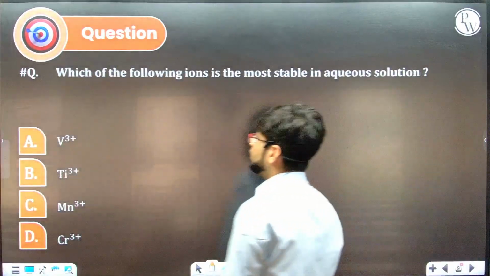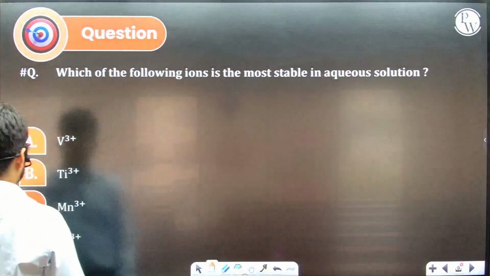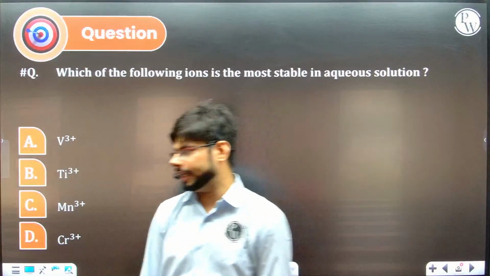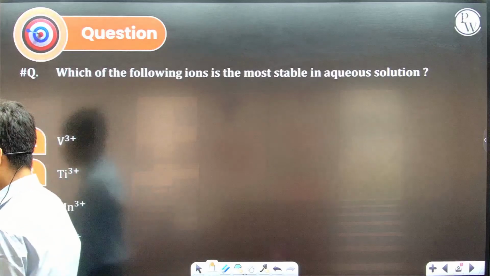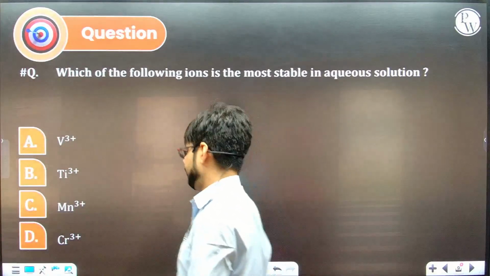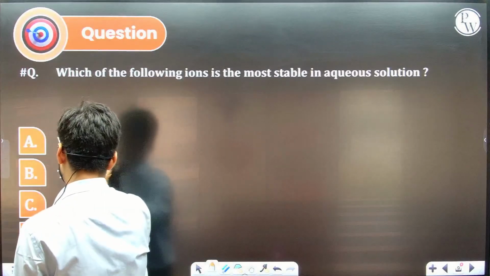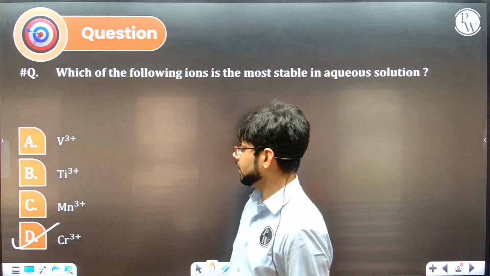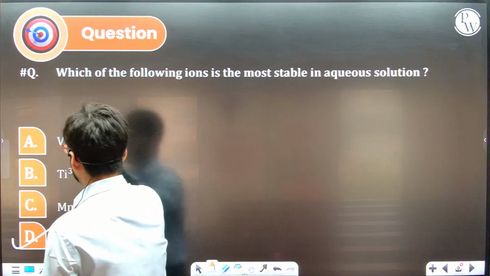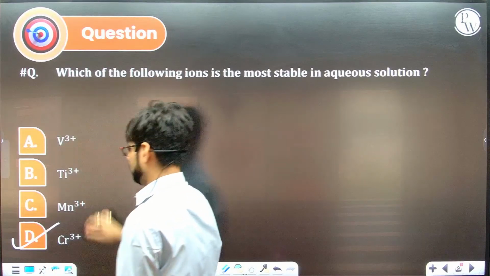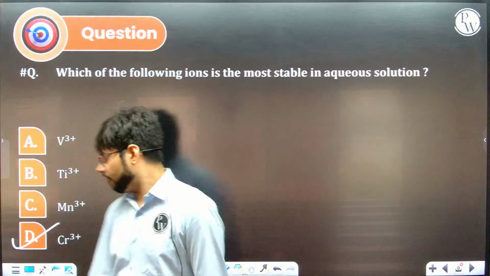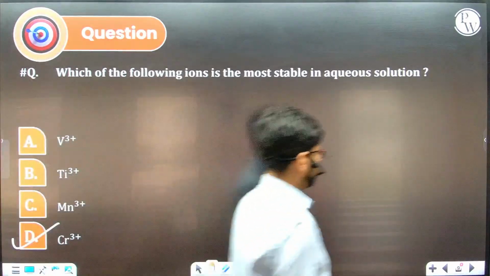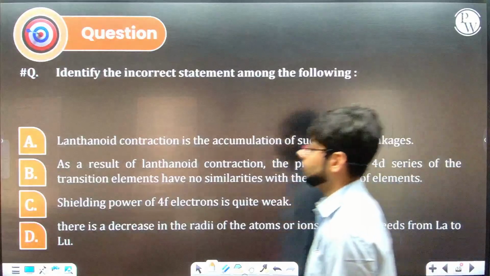Next question. Which of the following ions is the most stable in aqueous solution? It is a concept based on stability. Now, if we check these ions, we have V3+, Ti3+, Mn3+, and Cr3+. Cr3+ is the most stable out of all these, because +3 is the oxidation state for every ion here, and the stability of +3 is highest for chromium out of all of these. Hence D is correct.